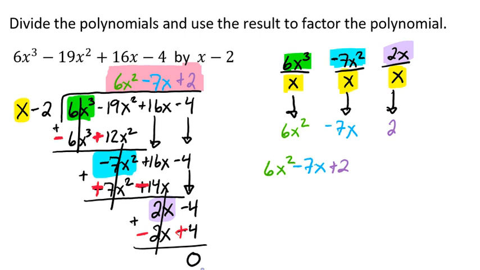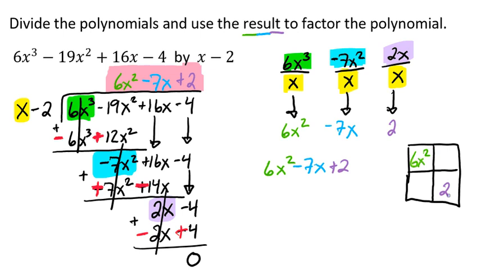So we've divided the polynomials, and now we need to use the result, and the result is this green, blue, and purple thing, right? And we're going to factor these polynomials. Now, because my leading coefficient is a 6, and there's not a number that goes into all of them, we're going to use a disco square, where we're going to take the first number and put it in the first spot, so 6x squared, and we're going to take the last number and put it in the last spot, and we're going to multiply those.